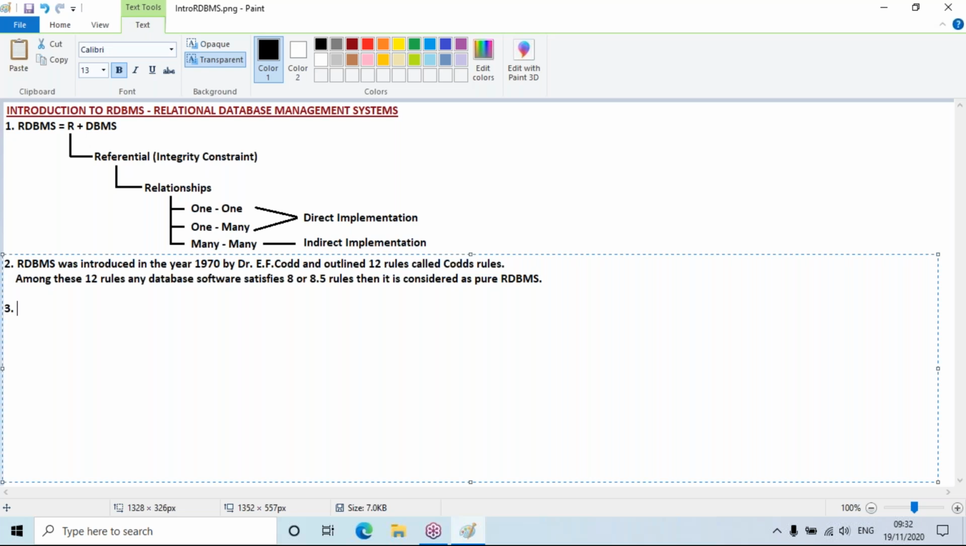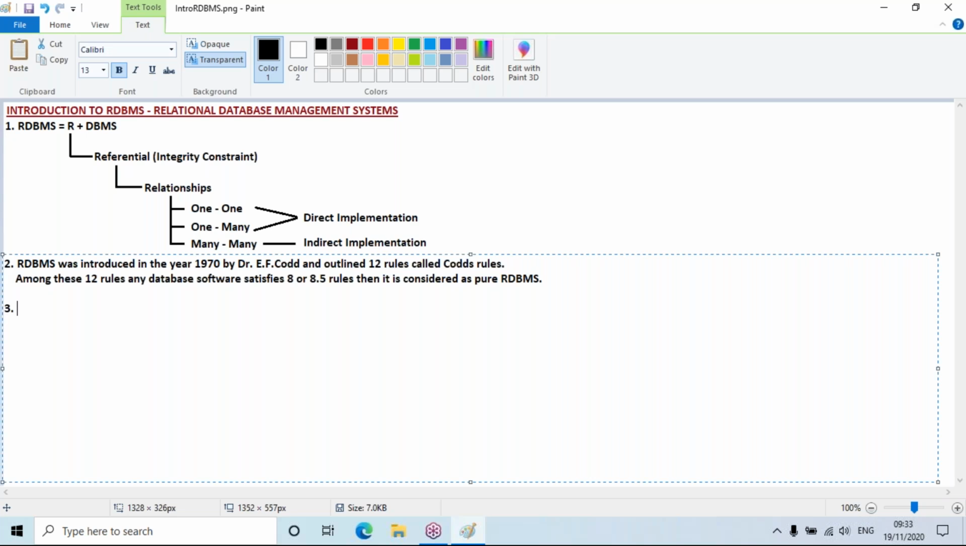Oracle, out of 12, satisfies 11.5 Codd's rules. Since it is more than 8, it is a pure RDBMS. Plus one more: if you talk about SQL Server, which is a Microsoft product, even it satisfies more than 8 rules. SQL Server will satisfy 10 rules among 12, more than 8. So it is also a pure RDBMS.